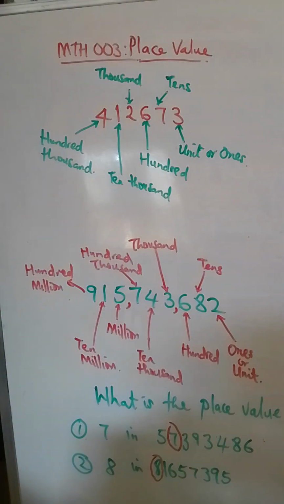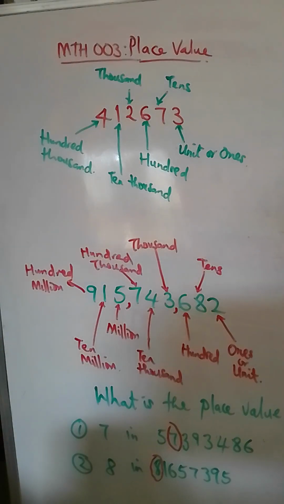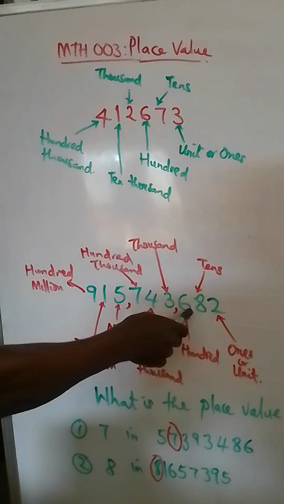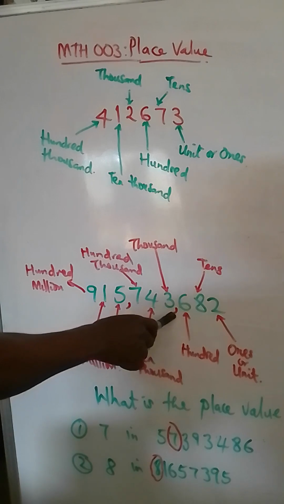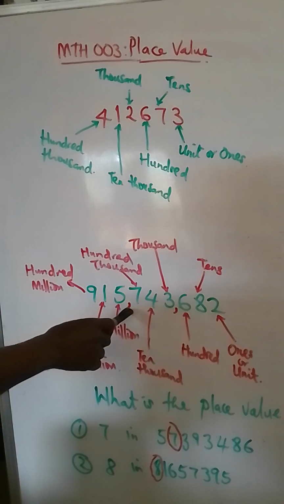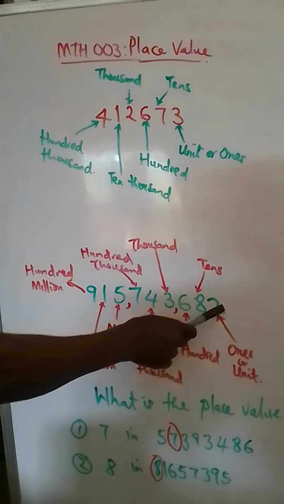So don't forget it. If you want to make it clear to yourself, if you are given a number and you want to know how many digits you have in this number, the first thing you do is count from your right, 1, 2, 3, and put a comma. 1, 2, 3 again, put a comma, so that you know you are starting with units or ones.